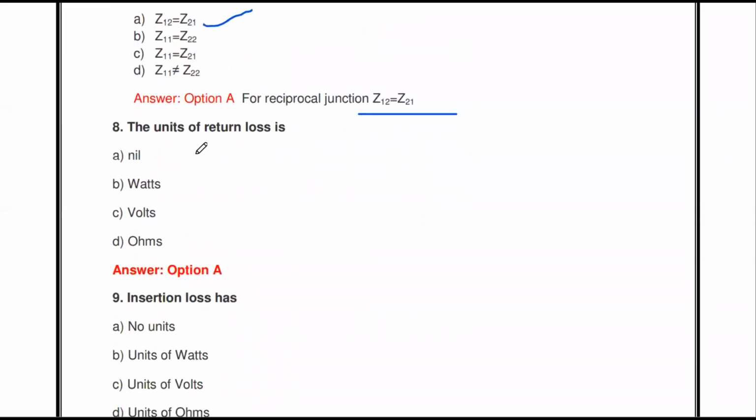The next one: the unit of return loss is dash. In a transmission line, what is the unit of return loss? There is no unit for the return loss; it is mentioned just as a number. If you want to convert it to dB, we have to use the formula 20 log of that number. So the unit of return loss is nil, there is no unit. Similarly, the insertion loss has no unit, not watts, volts or ohms. The insertion loss also has no unit.